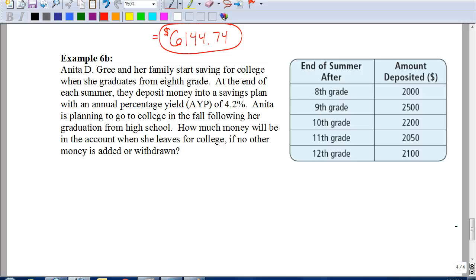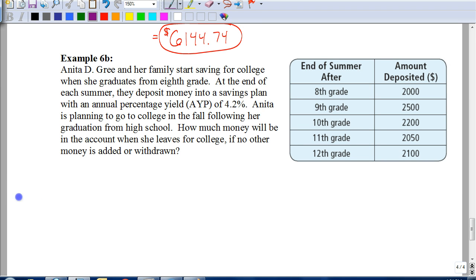Okay, so let's see how you did here. So this time it says Anita and her family start saving for college when she graduates from 8th grade. At the end of each summer, they deposit money into a savings plan, this time with an annual percentage yield of 4.2%. Anita is planning to go to college in the fall following her graduation from high school. How much money will be in the account when she leaves for college if no other money is added or withdrawn? So again, she gets this at the end of the summer. Following her 8th grade year, she gets $2,000.